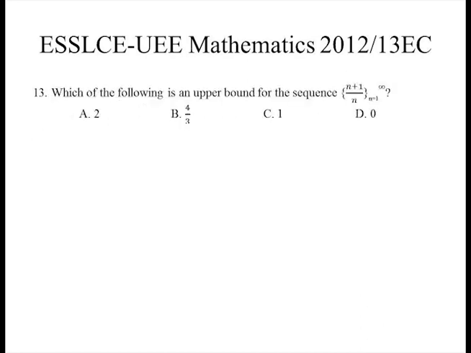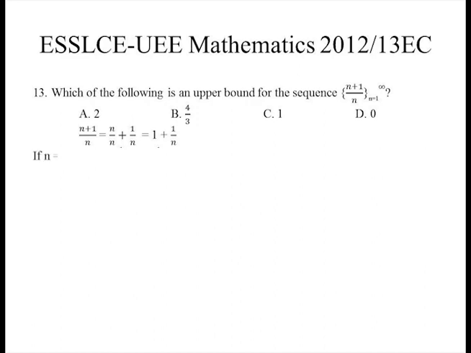Question number 13. Which of the following is an upper bound of the sequence (n plus 1) divided by n, ranging from 1 up to infinity? (n plus 1) over n is equal to, splitting this rational expression into 2, n over n plus 1 over n, which is equal to n over n, meaning 1, plus 1 over n, as it is. Let's see some of the terms to understand the pattern.